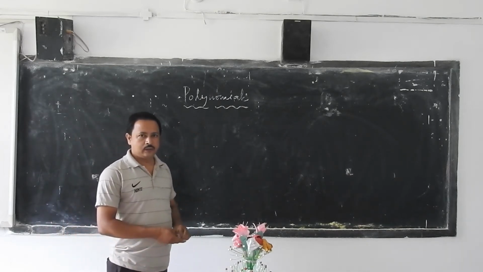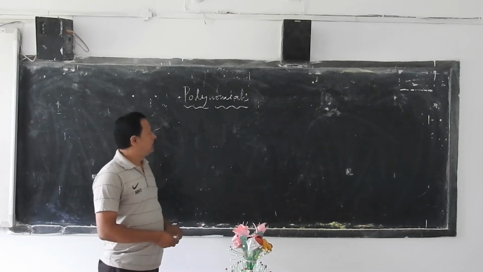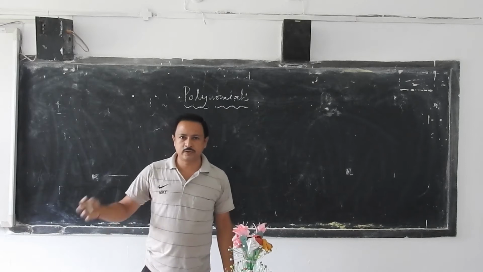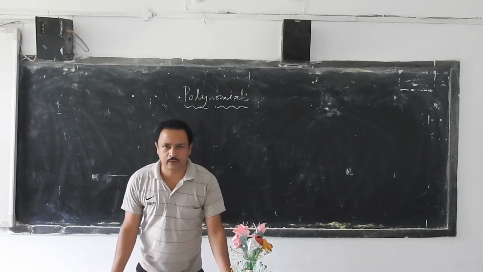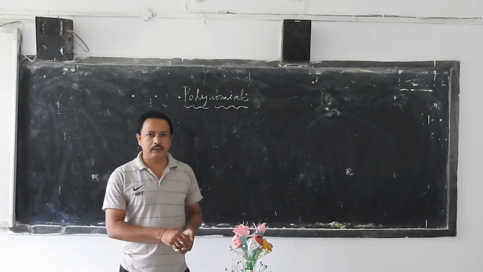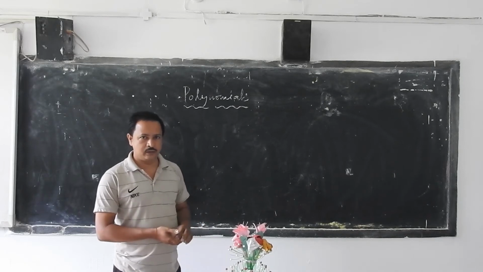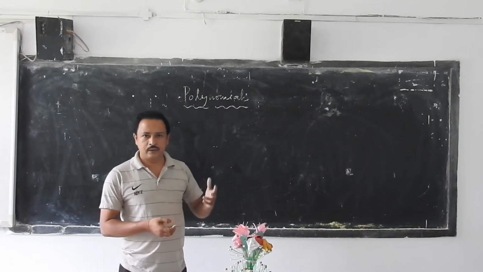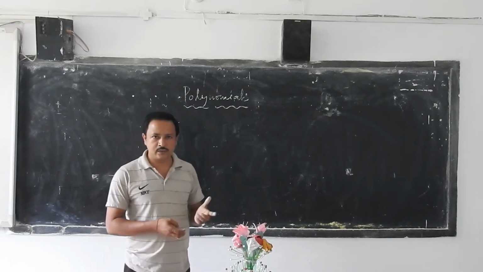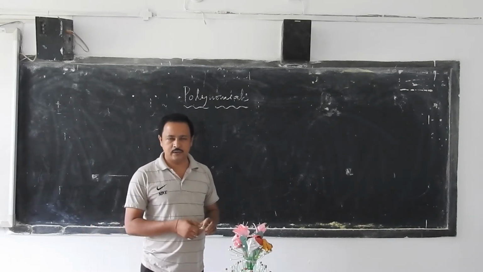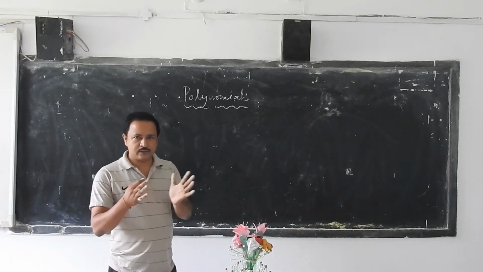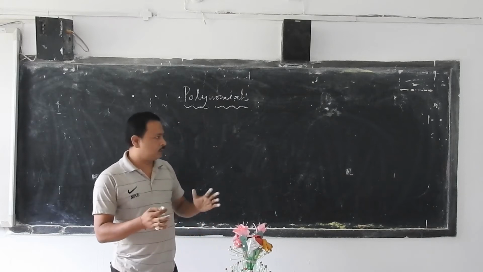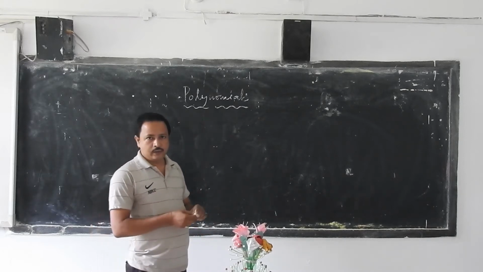Polynomial, class 9 chapter 2. What is a polynomial? At first you should know the definition of a polynomial. Actually, a polynomial is an expression. A polynomial is an expression made with variables, constants and exponents, combined with subtraction, addition, multiplication, not division.